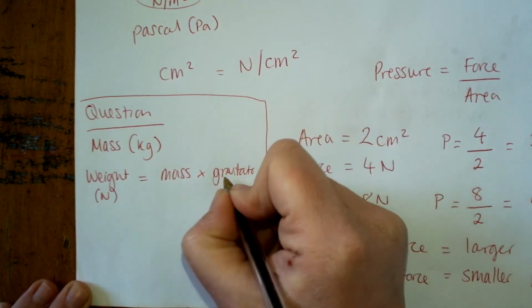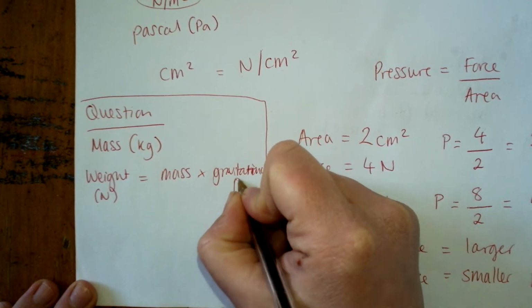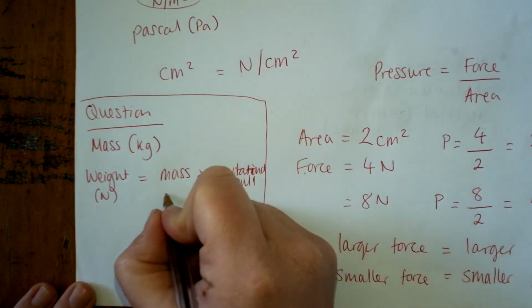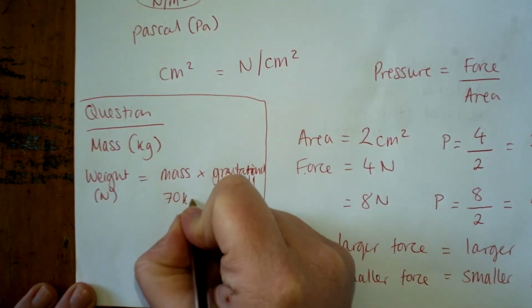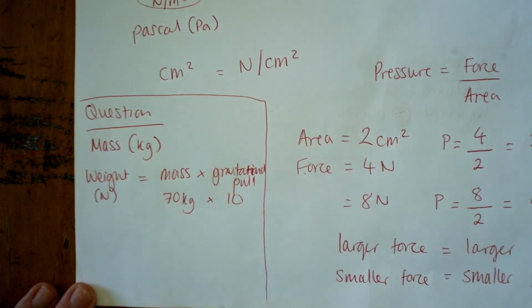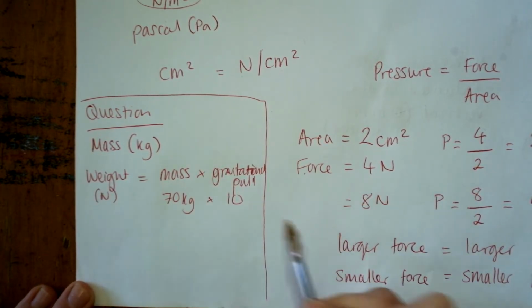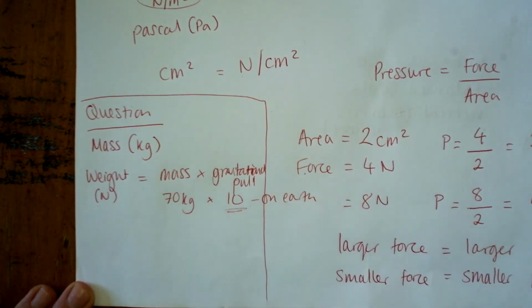Gravity. Oh God, I can't spell. I was going to write gravitational. Oh well, gravitational pull of the Earth. Okay. So we've got, let's say someone of 70 kilograms for argument's sake. We would times that by 10 to get it to weight, because 10 is on the Earth, the gravitational pull.